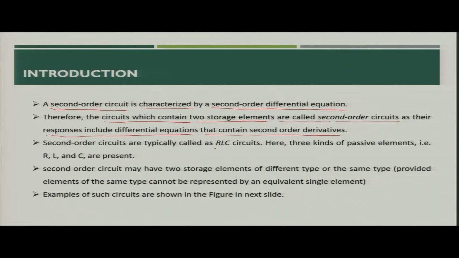Second order circuits can typically be a series RLC circuit or a parallel RLC circuit, or maybe two storage elements of different type or same type. Same type means the elements can be either two inductors or two capacitors, but these elements cannot be represented by an equivalent single element. In those cases you need to create the governing equations which are second order in nature. Now let us see examples of such circuits.